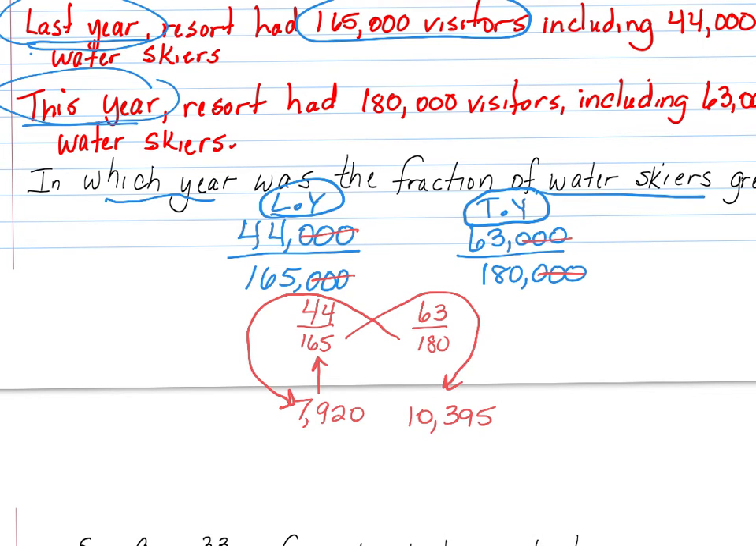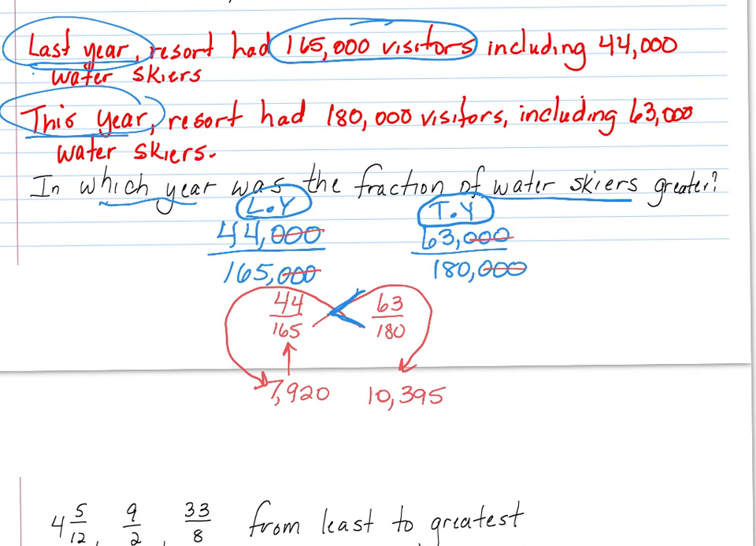It is what? 44 over 165 is what compared? So it's less than. The question is, in which year was the fraction of water skiers greater? So what would your answer be, Sam? This year. This year.